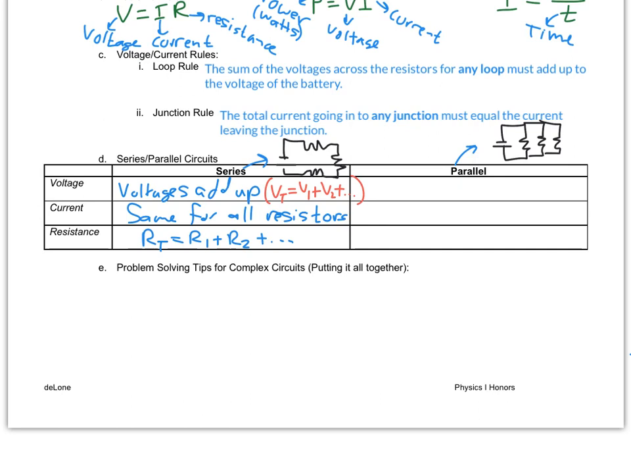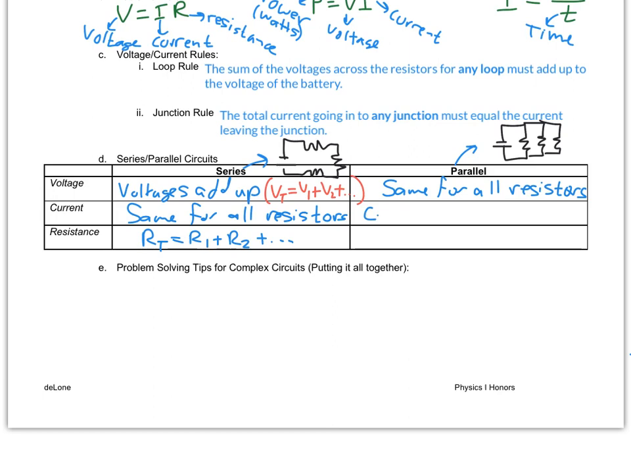Moving on to parallel circuits. In parallel circuits, the voltage is the same for all resistors, okay? Each resistor in a parallel circuit is on its own separate loop, and so that means that it's going to be the same voltage across each individual one.